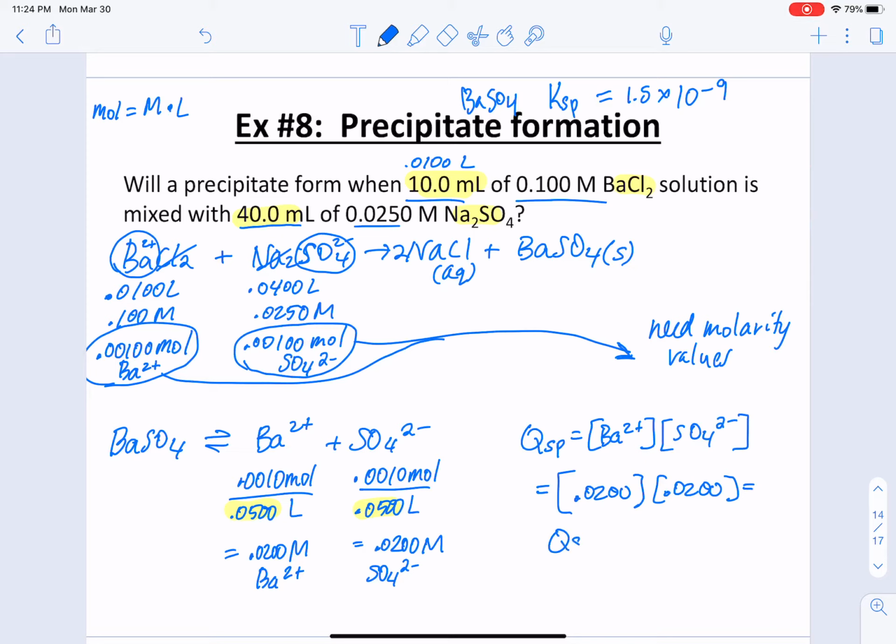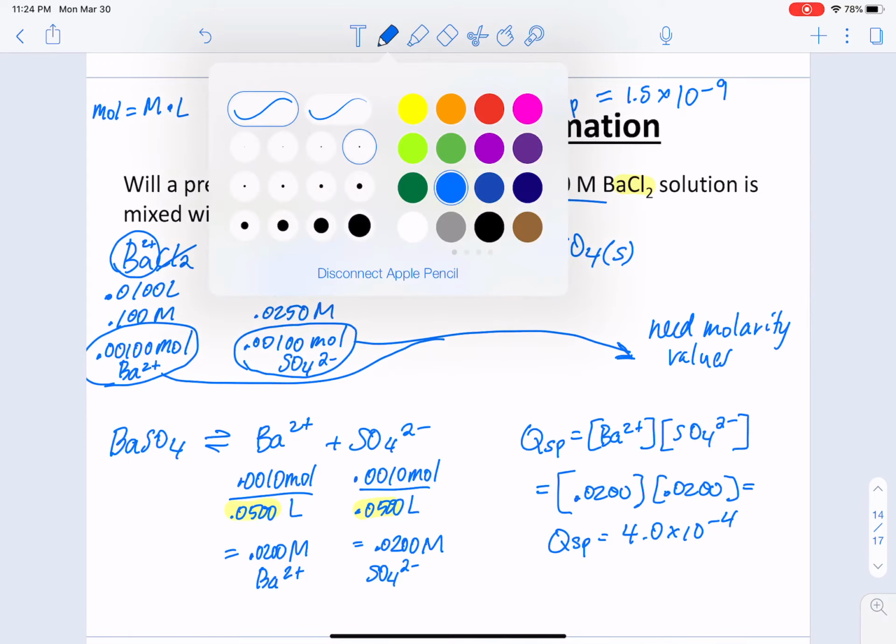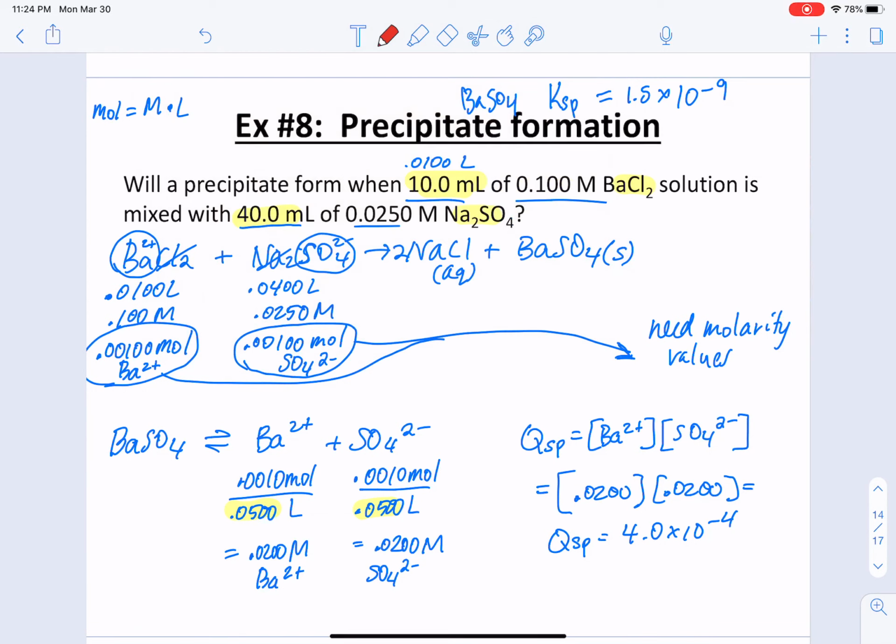And for QSP, what I will have is 4 times 10 to the negative 4. Now, the key here is that we are now going to compare QSP to KSP, and we need to make a decision. Which one of these is bigger? Just as a reminder, KSP is 1.5 times 10 to the negative 9. QSP is 4 times 10 to the negative 4.